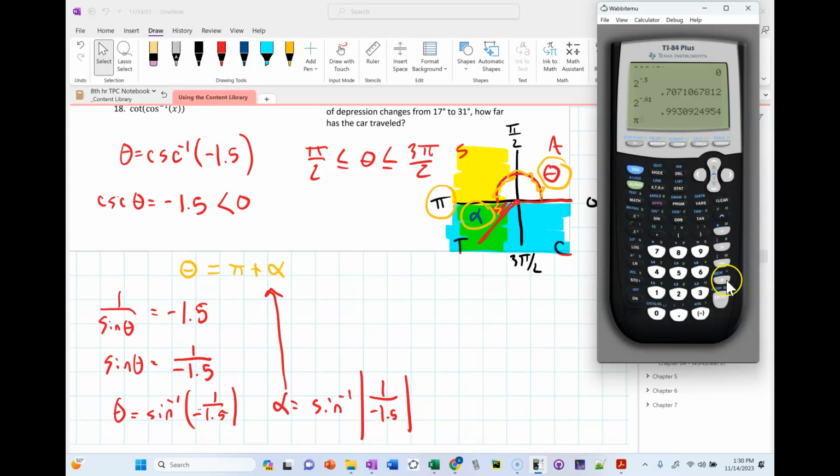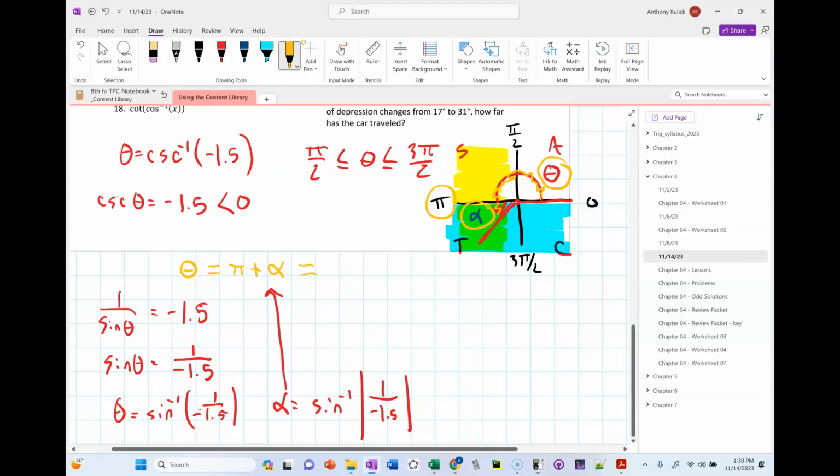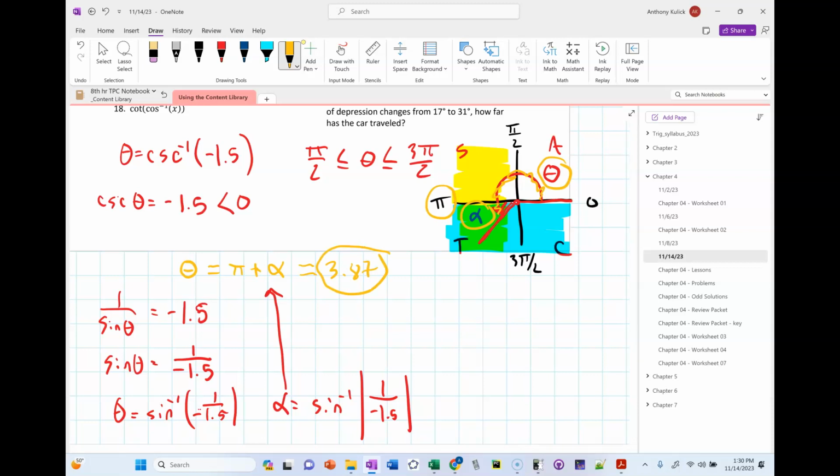So I have pi plus sine inverse. And I'm going to do the absolute value in my head. What's the absolute value of negative 1 over 1.5? Positive 1 over 1.5. I know, I got all the brain busters today. So 3.87 should be my answer there.